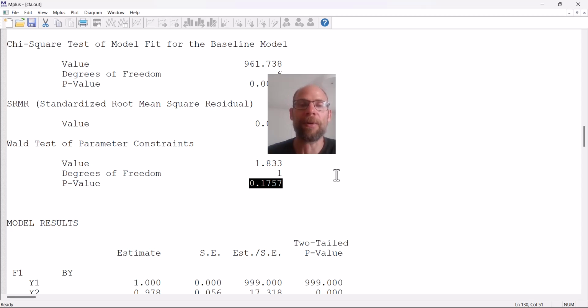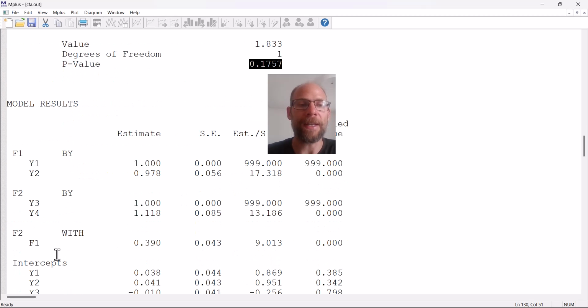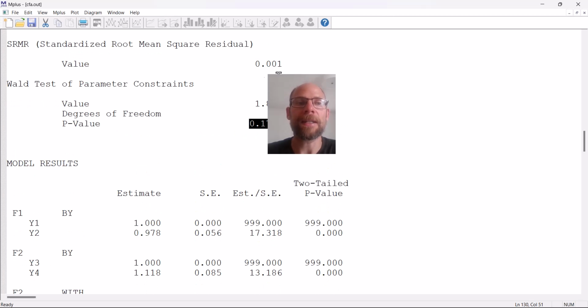So the null hypothesis here is that the loadings are equal. So in other words, this is not falsified, this idea that the loadings are equal between Y2 and Y4, because the test is not significant. In contrast, a significant Wald statistic would indicate that the hypothesis about the constraint is rejected. So if this were significant, then that would indicate that there's a significant difference between those two factor loadings.